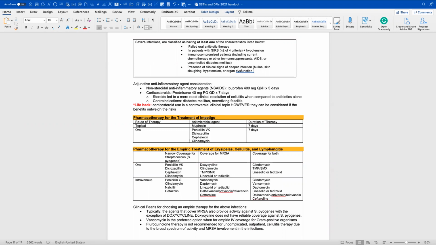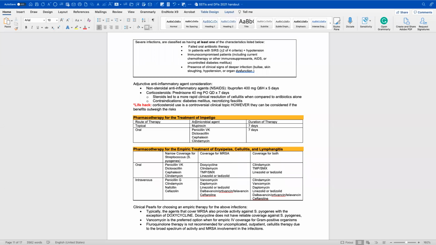Life hack or just a bit of consideration. Corticosteroid use is a very controversial topic in most things, and skin infections is not much different. However, they can be considered if that benefit outweighs that risk, meaning that you have a patient, you treated them with the antibiotics, their leg still remains inflamed, and it's painful for that patient. You may consider using methylprednisolone or prednisone or a Solu-Medrol pack for a short time period for that patient to allow for that inflammation to go down.